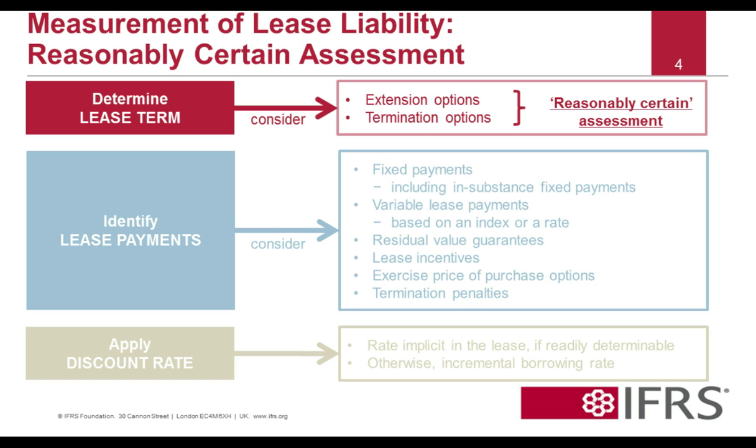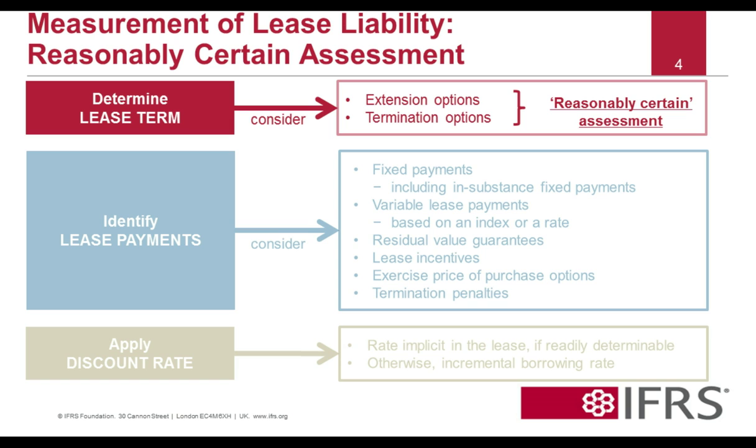So on that basis, can entities just carry on doing what they were doing before when looking at extension and termination options? So is reasonably certain exactly the same concept as it was in IAS 17? Good question, and probably the first thing to say is that the board purposefully kept the same language as IAS 17 here, because the concept of reasonably certain is the same applying the new standard as it was before.